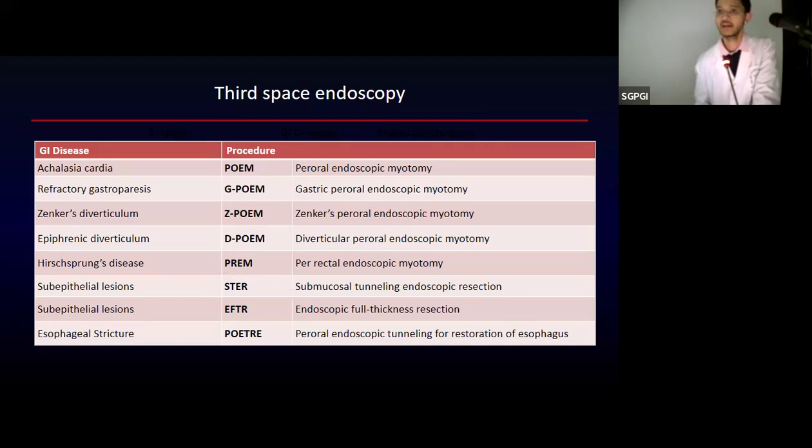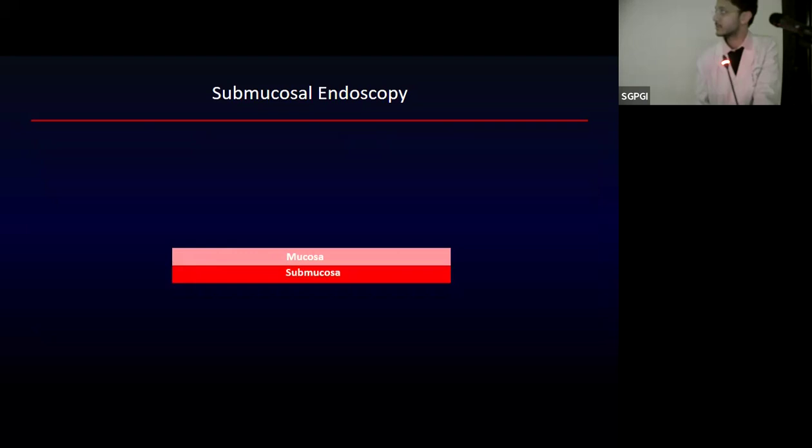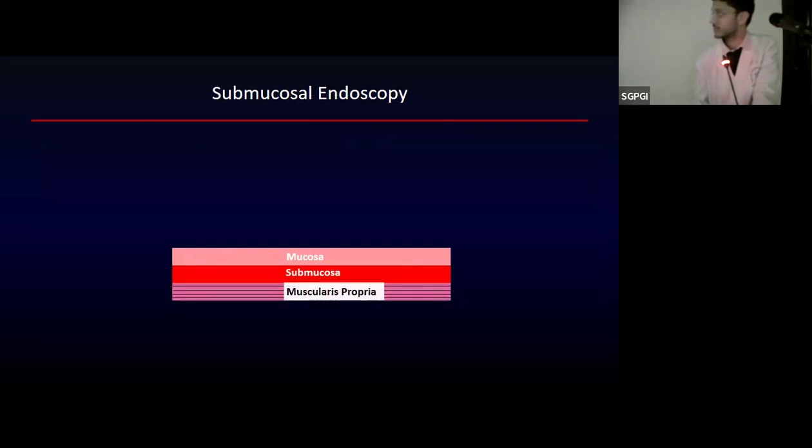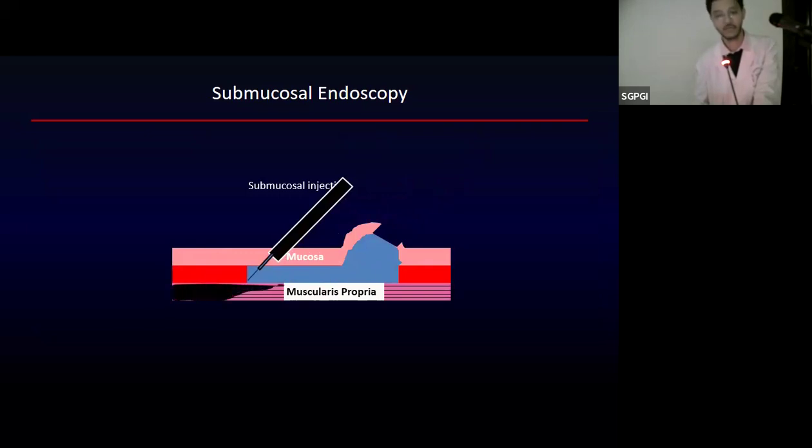So, how exactly do we enter the third space? This can be seen in this animation where the GI wall can be shown, where the layers of mucosa, submucosa, and muscularis propria are visible. To enter the submucosa, we create a bleb with a normal saline cylinder. We do submucosal dissection and release the muscularis propria. This is then dissected for a myotomy, which is the most important step of the G-POEM.